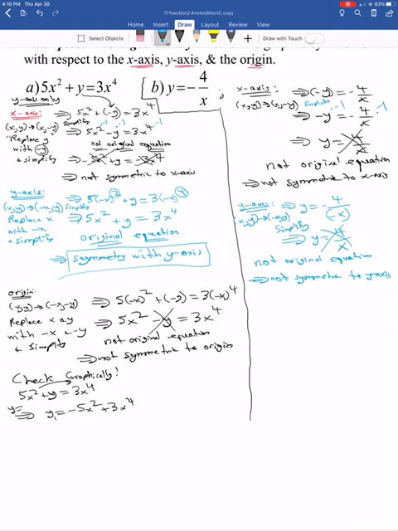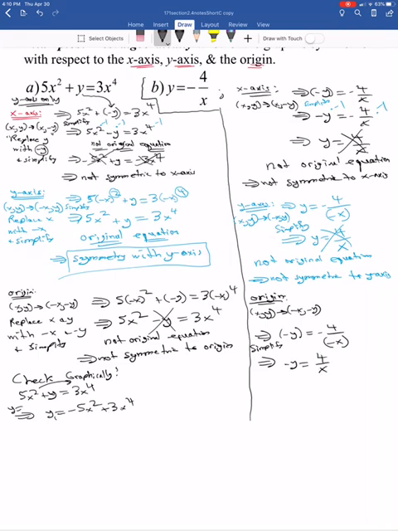But if we go to the origin, which, if you graphed it, you see you do have symmetry with the origin. And let's show it. Every ordered pair (x, y) produces the ordered pair (negative x, negative y). So that implies negative y equals -4 over negative x. And as we simplify this equation, we get negative y equals +4 over x.